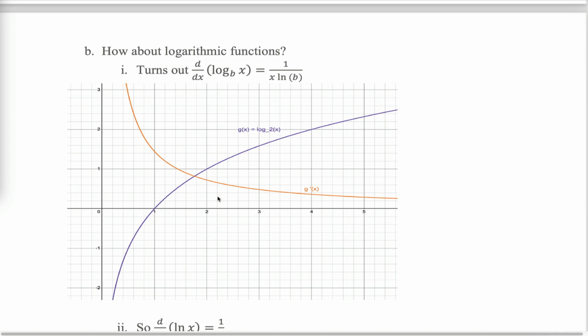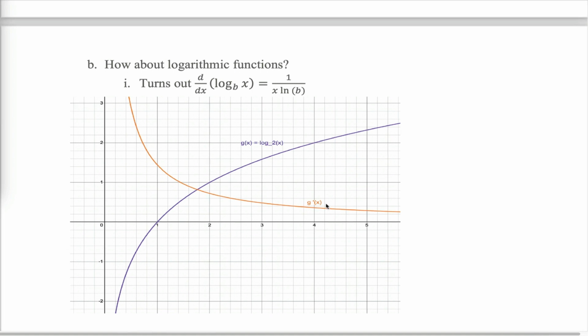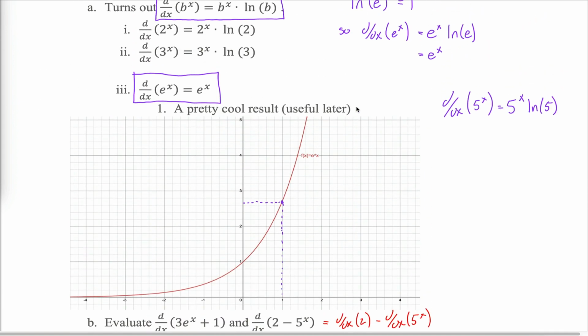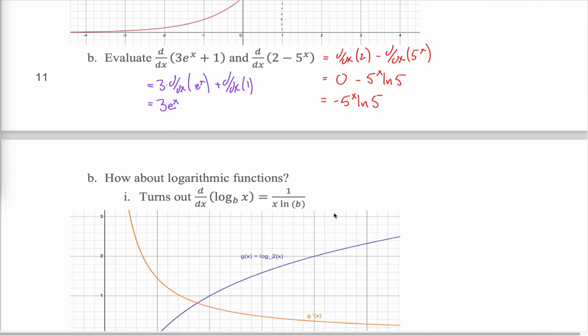I won't prove it to you, but you could take a look at the graph of the log base 2 of x and plot a bunch of tangent lines and consider the slopes of those tangent lines, and you'd come up with this graph pictured in orange as its derivative. If you know what the graph of 1 over x looks like, you might recognize that the graph given in orange looks a lot like the graph of 1 over x, but it's not quite 1 over x. It's 1 over x times some constant. And much like up here, that constant is dependent on natural logs.